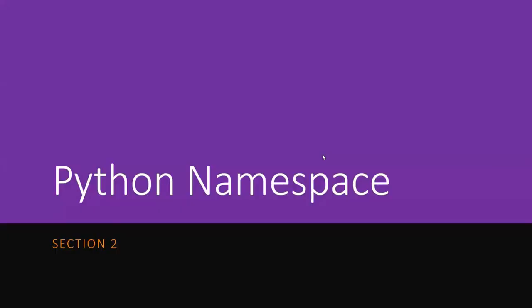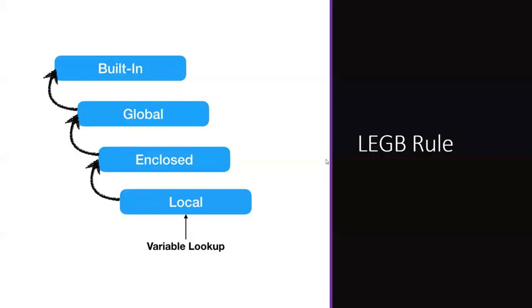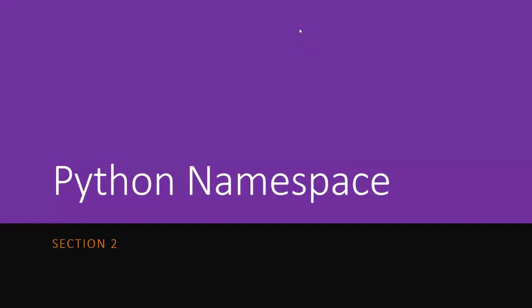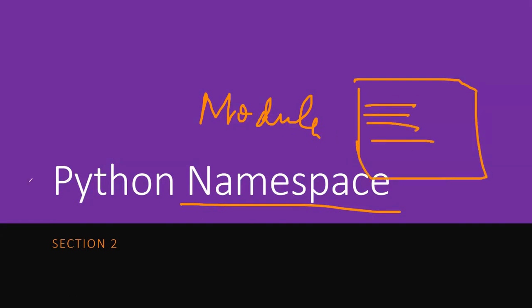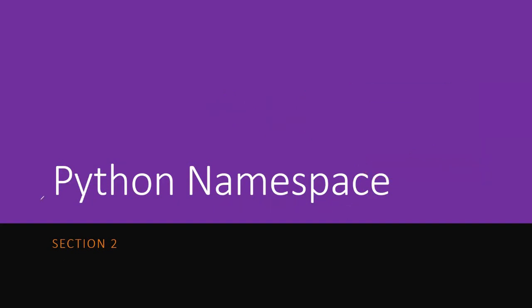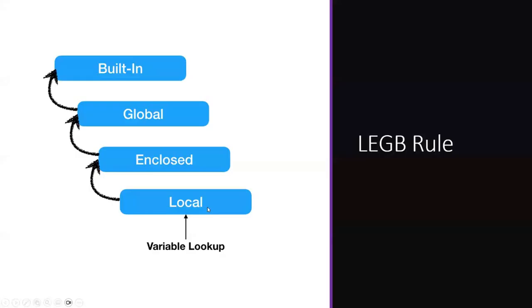Okay, next one is namespace. Python namespace. This word is sometimes also called module. It creates a domain of environment. Some variables are defined in there, and we call it a namespace. Inside this domain, the variable is bound to something in a certain way. So we call it a namespace, or a module.